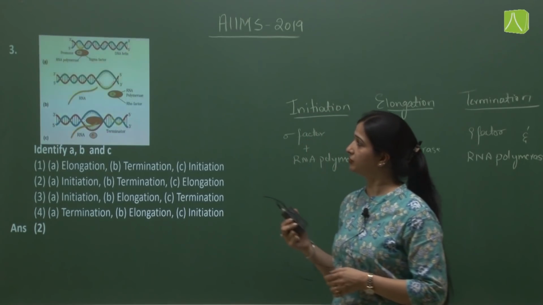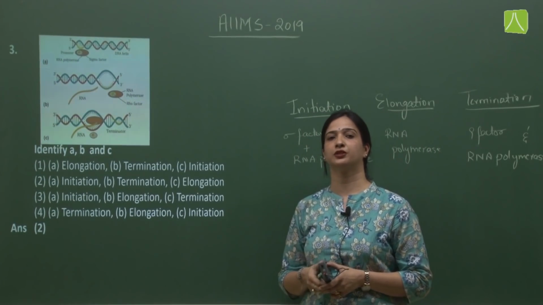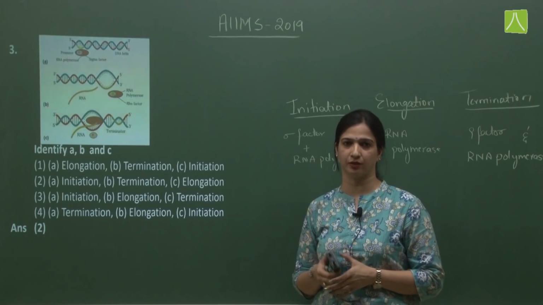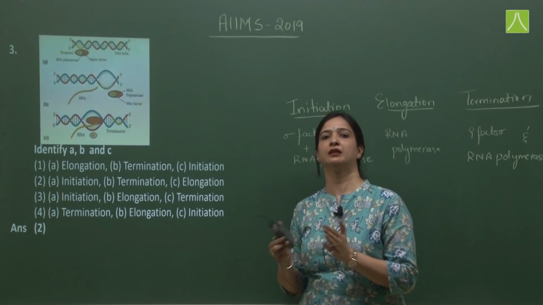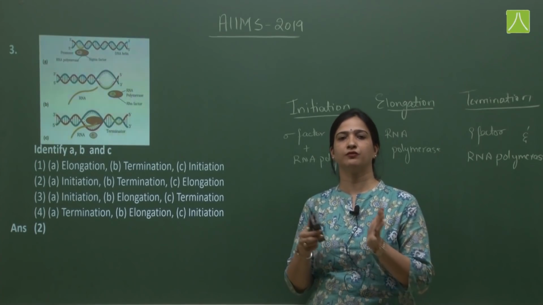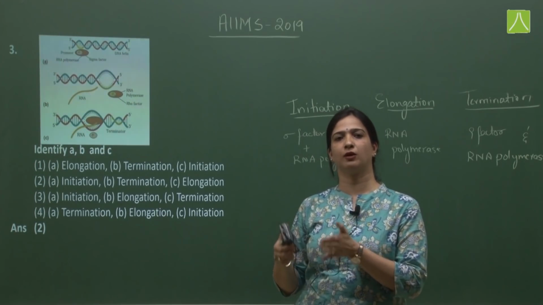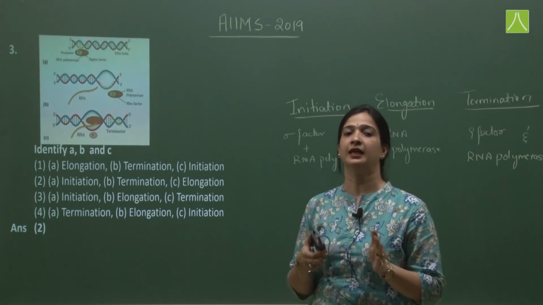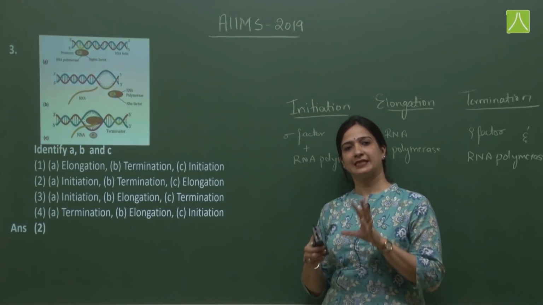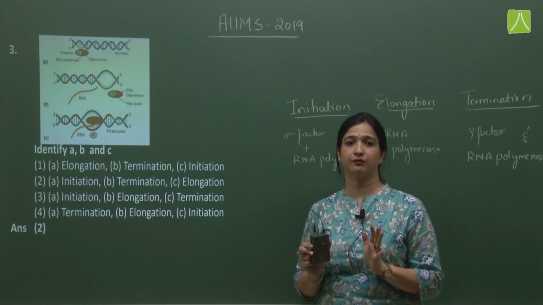Let us see question number 3. This is describing basically the process of transcription in case of prokaryotes. Transcription is the synthesis of messenger RNA from the DNA. Okay, it consists of 3 steps, that is the initiation, elongation and termination. But when we talk about the prokaryotes, here RNA polymerase itself is capable only of the process of elongation.